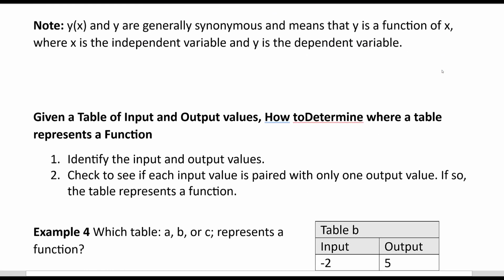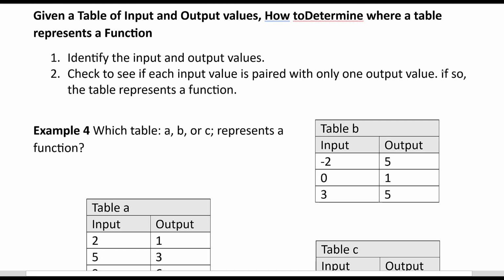Okay, and then this last part here for this video, given a table of input and output values, how to determine whether a table represents a function. Identify the input and output values. Check to see if each input value is paired with only one output value. If so, the table represents a function.